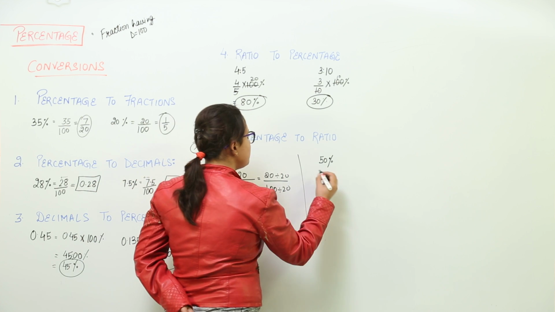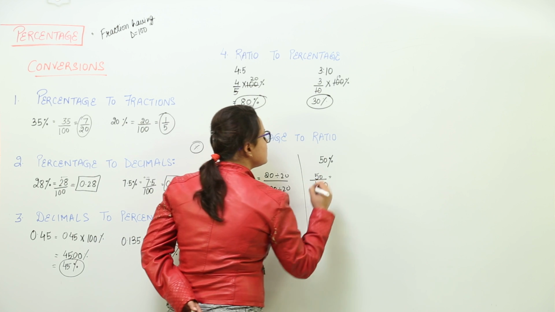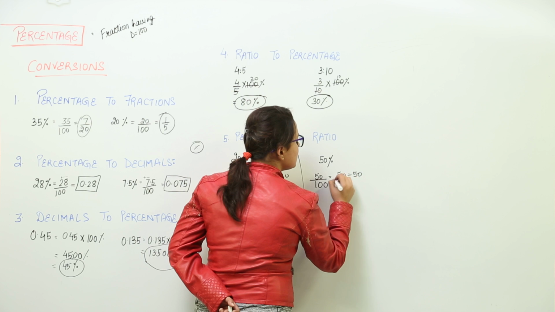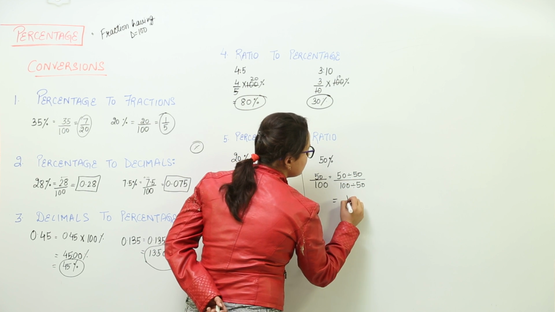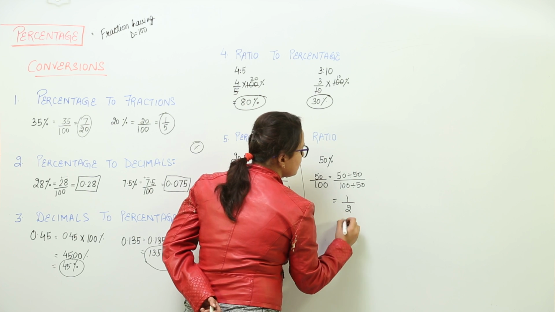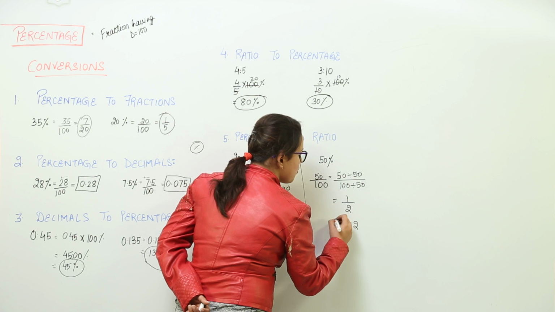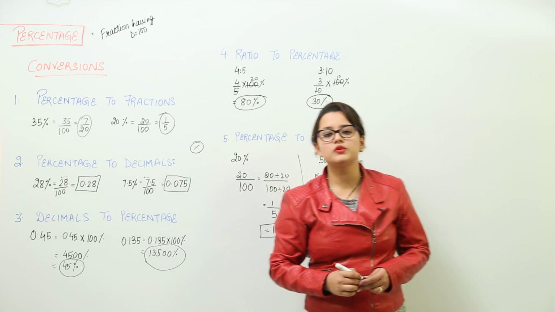Let us do it for 50% also. 50% means 50/100. This can be simplified further by taking out the common factor, that is 50 for both. So we divide them by 50 and we land up with 1/2. Now 1/2 is the simplest form, so we write it in the ratio format of 1:2. So this is how conversions are done from one form to the other.